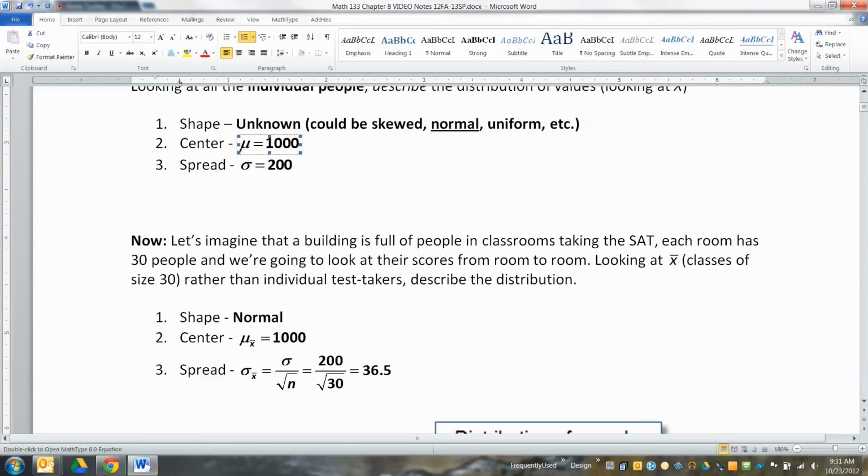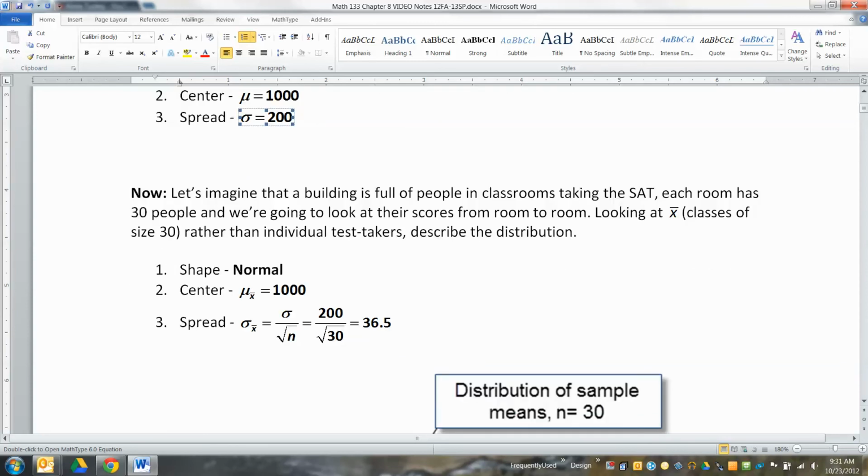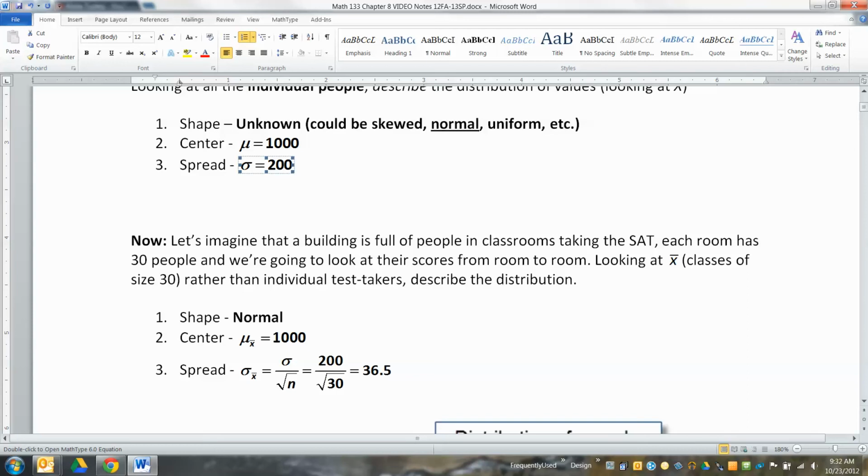Okay, so what we're seeing here is the spread is changing. The spread for individuals is 200, a couple hundred points, give or take, which means if it was normal, we'd figure a couple standard deviations, so maybe like 600 to 1,400, 400 above and 400 below. But when we look at it for the rooms rather than for the individuals, balancing out, take those X bars, that person that comes out to the hallway. I don't expect the people that come to the hallway as I walk it from room to room to be that far apart from each other. I certainly don't expect them to be 200 give or take from each other, right?